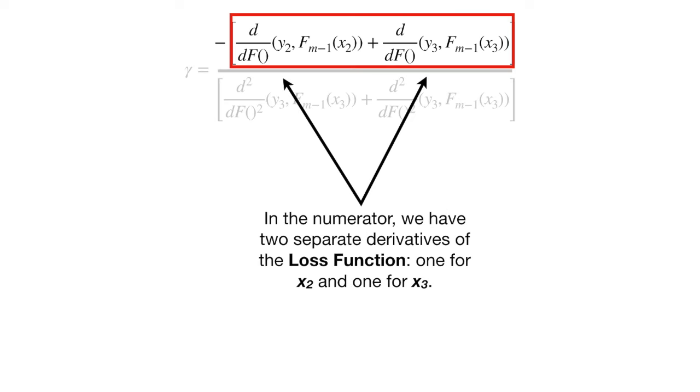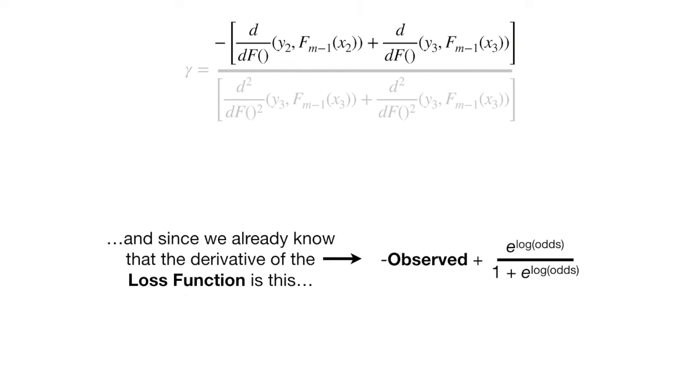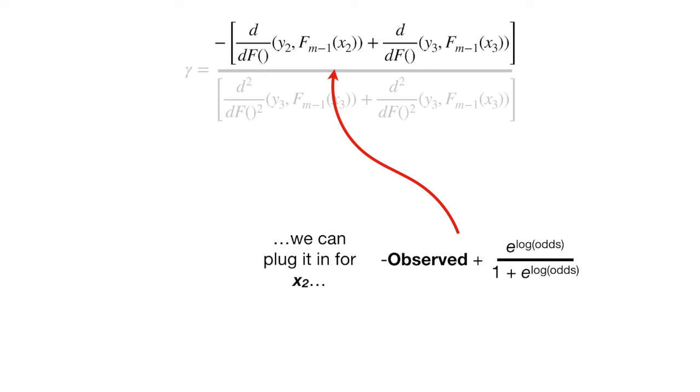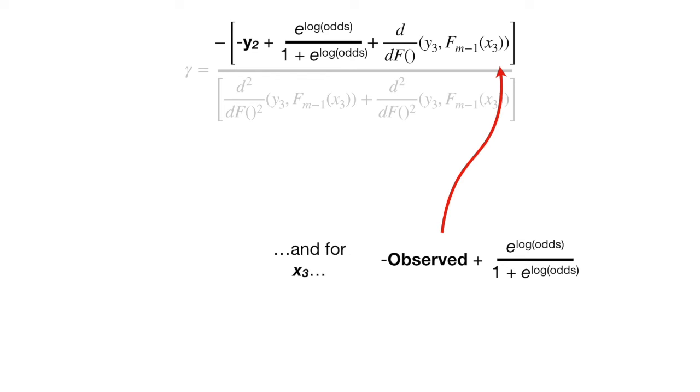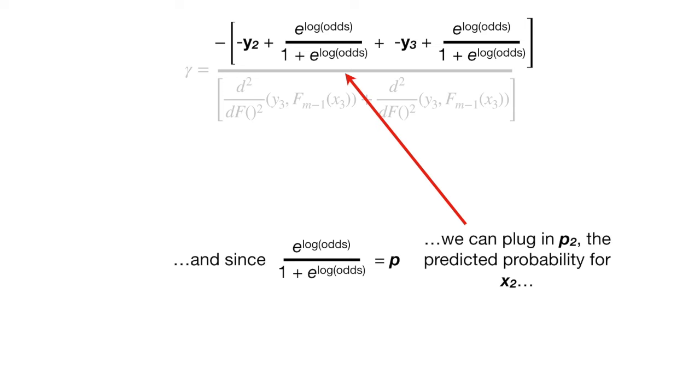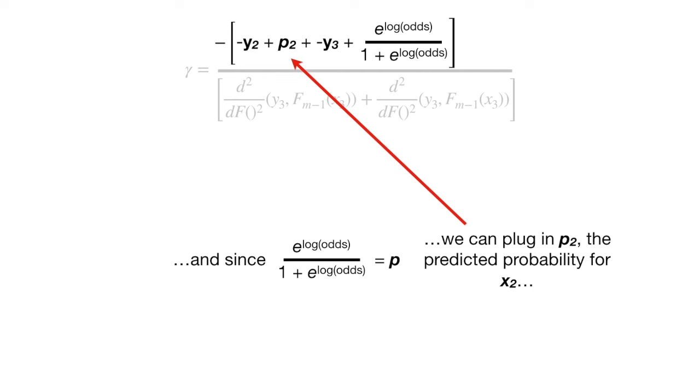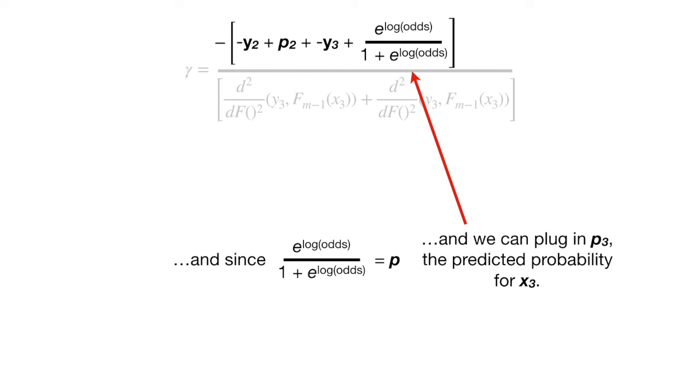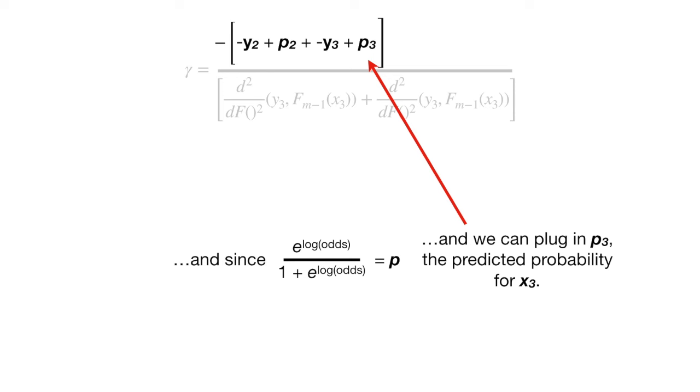In the numerator, we have two separate derivatives of the loss function, one for x2 and one for x3. And since we already know that the derivative of the loss function is this, we can plug it in for x2 and for x3. And since e to the log odds divided by 1 plus e to the log odds equals p, we can plug in p sub 2, the predicted probability for x sub 2. And we can plug in p sub 3, the predicted probability for x sub 3.